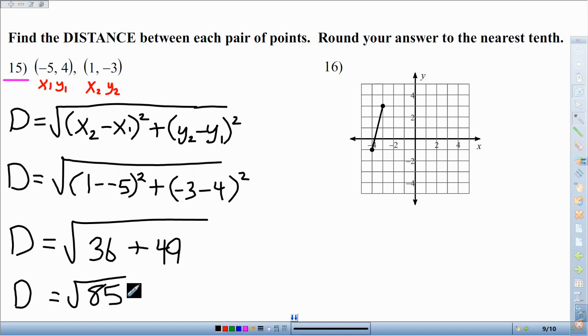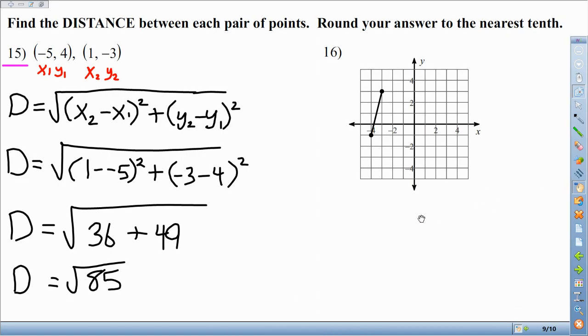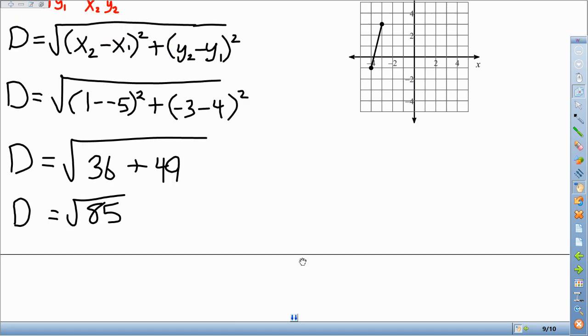I'm just double checking. The first thing I think is, how do they want my answer represented? I'm looking up in the directions: round your answer to the nearest tenth. That's what we're used to doing, but always double check your directions and see what they want. So, square root of 85. If you don't know how to use your calculator, please talk to us, because that is the majority of the work here. Here's the answer I'm getting: 9.219, and it goes on for a while.